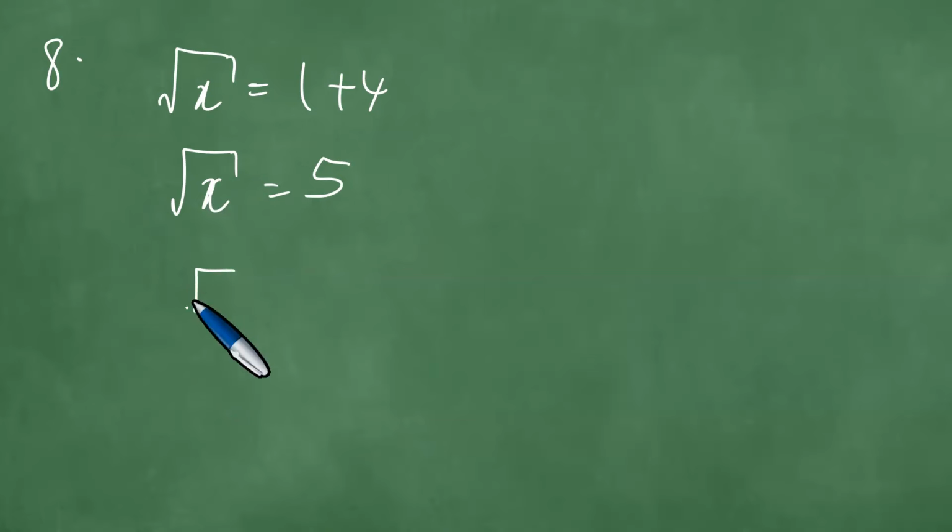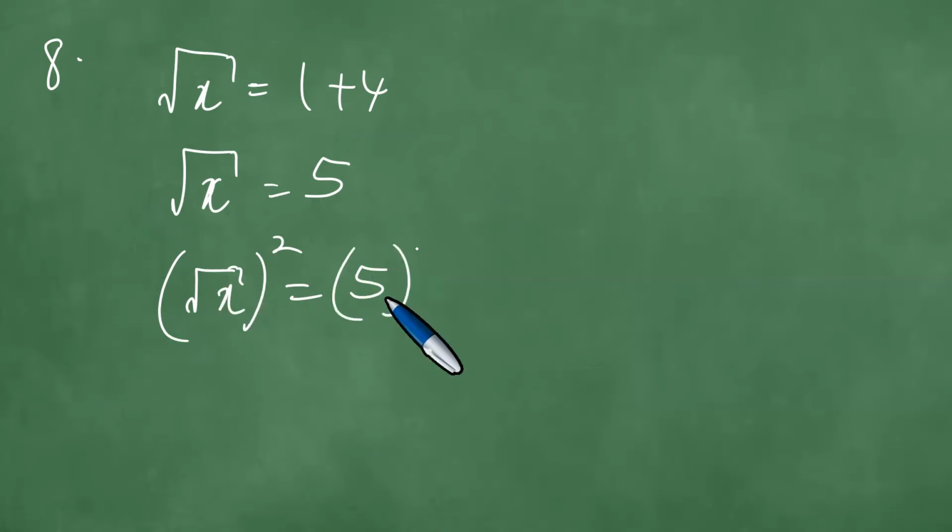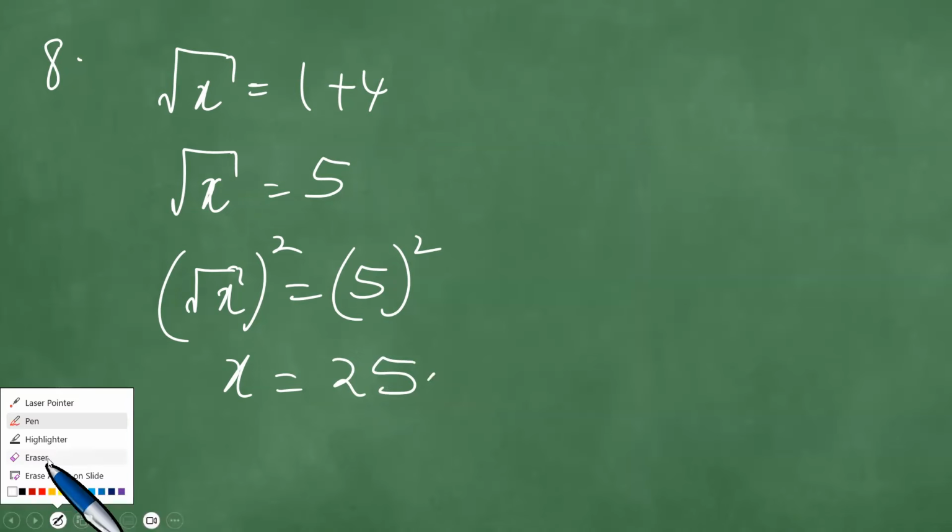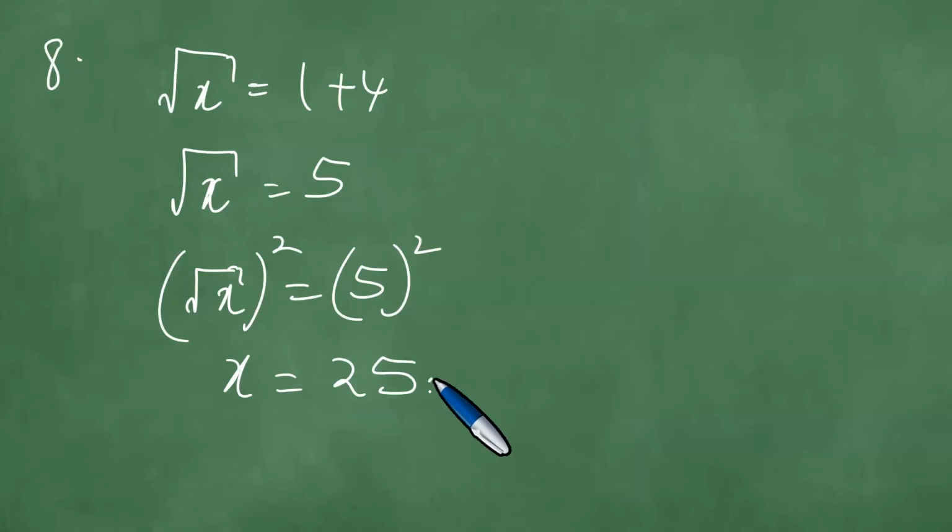And then what do we do next? Because now we still have the square root here. We want to solve for x, so we must remove everything around x, and therefore we remove the square root. And this is 25. Yeah, but this is the answer.